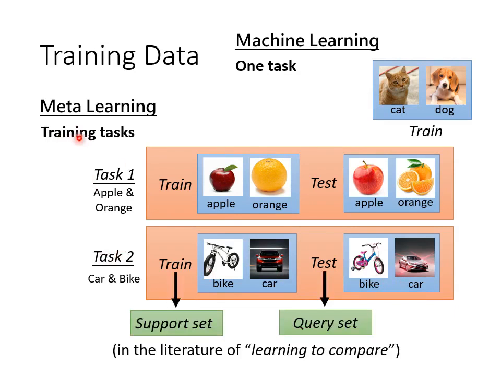Because now we have training tasks and training examples and testing examples, sometimes they make people very confused. In some literature, people call the training examples the support set and the testing examples the query set. So in a task, we have a support set and a query set. This terminology is widely used in the approach of learning to compare.